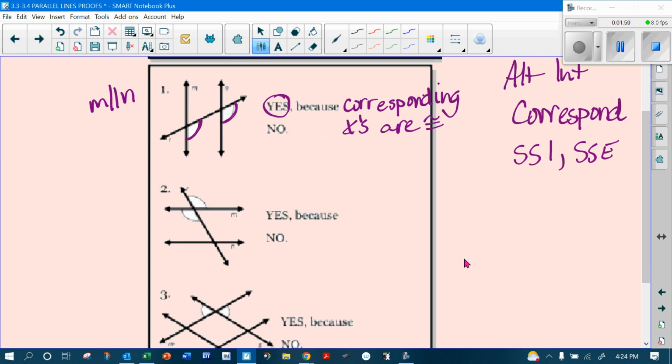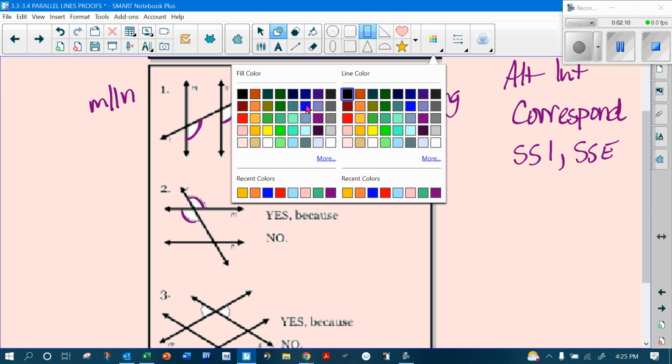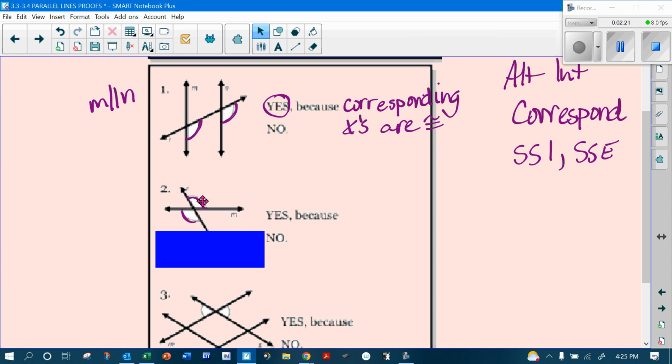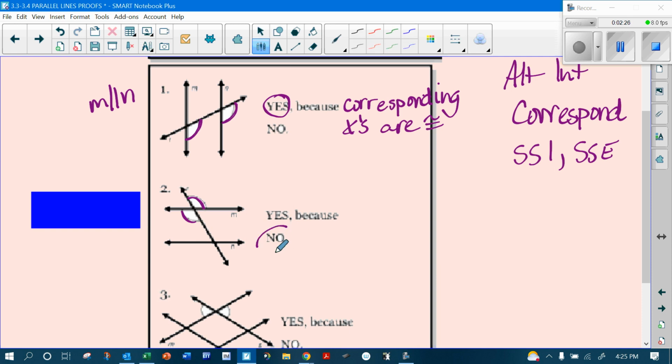All right, looking at this next one here. These two angles are congruent, absolutely, because they're vertical. But just to give you an idea and make it super visual, if I were to cover up this, you still see those two angles. So that means I don't need this line down here for these to be congruent. So therefore, no, these vertical angles do not determine if lines are parallel.